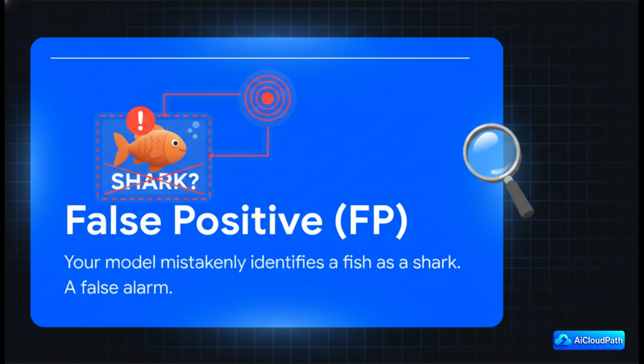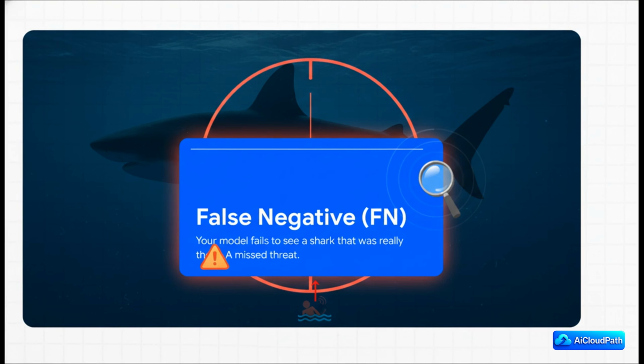A false positive is basically a false alarm. Our detector spots a big old tuna, gets spooked, and yells shark when there isn't one. The prediction was positive, but it was false. And finally, we have what's often the most dangerous error of all, the false negative. A real shark swims right past the camera, but our model is asleep at the wheel and predicts no shark. The prediction was negative, but tragically, it was false. This is a huge missed threat.